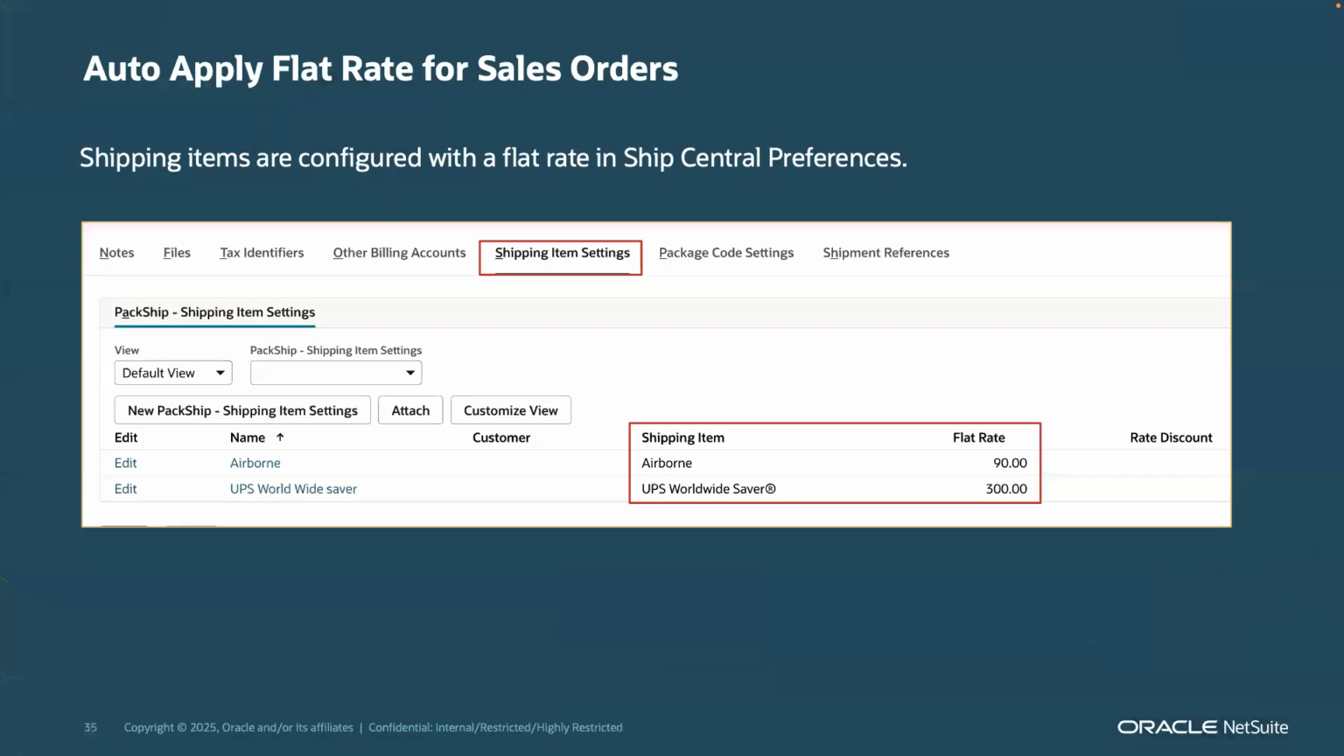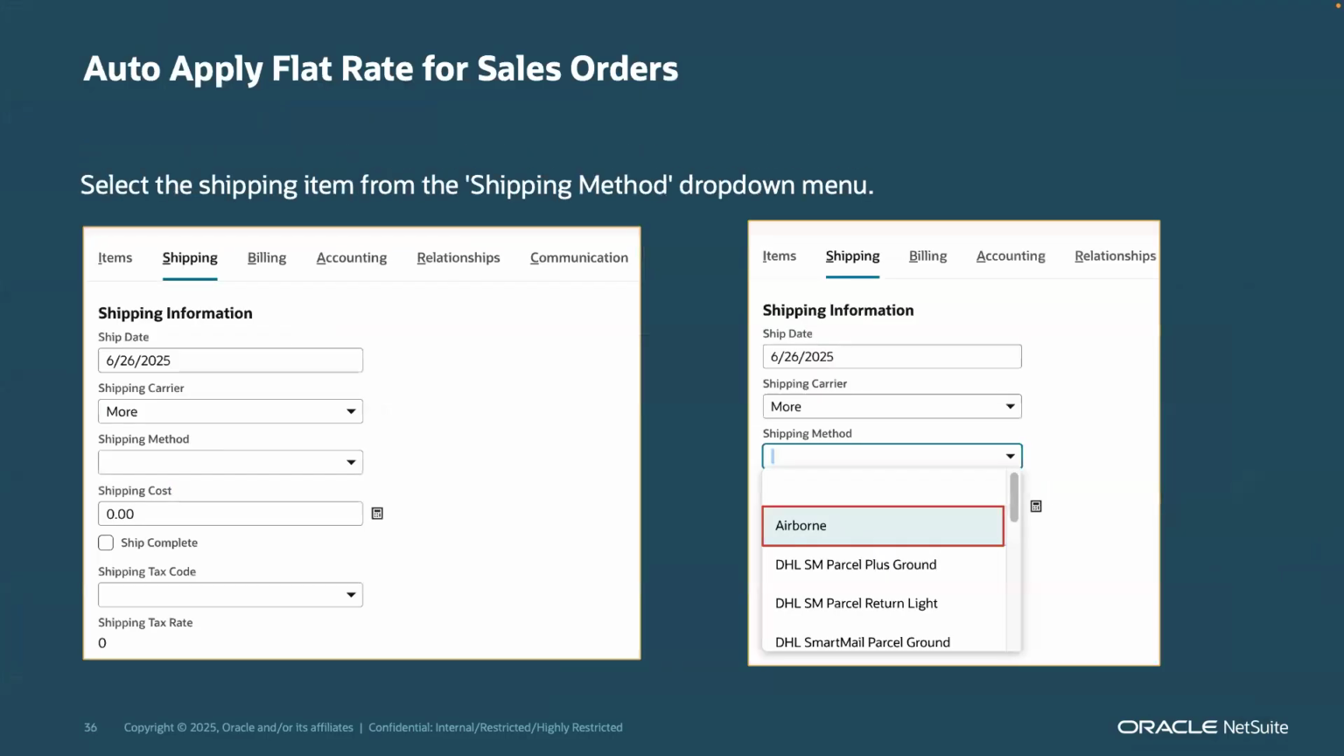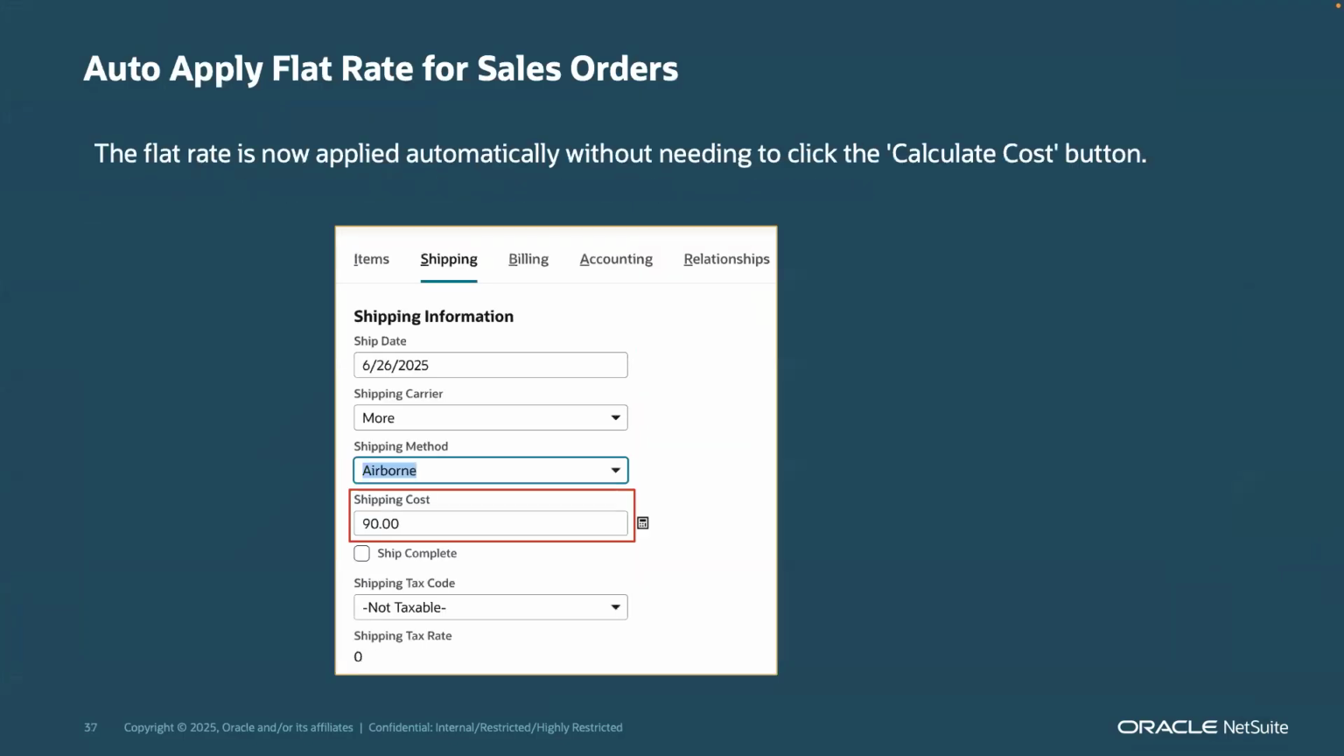Here's what it looks like. Set up your flat rate shipping items in Ship Central Preferences. When processing an order, select the shipping item from the drop-down. The system automatically applies the rate without needing to hit the Calculate Cost button. It's consistent, it's fast, and it removes one more manual step from your team.